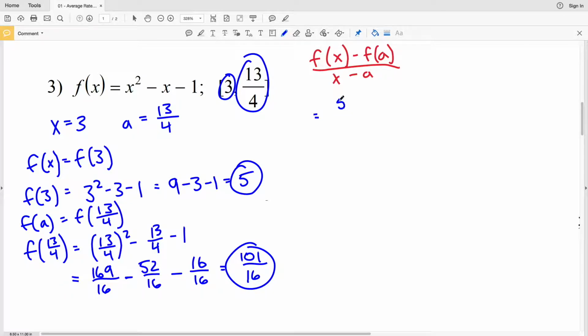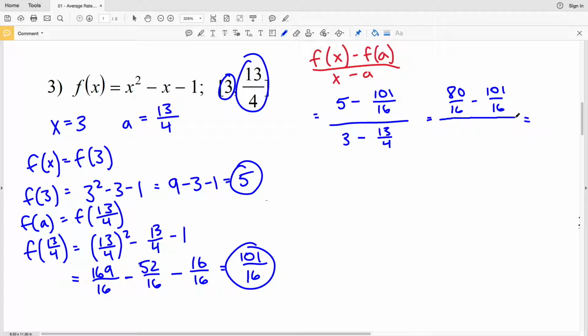I'm going to have f of x, which is 5, minus f of a, which is 101 over 16, and that's going to be divided by x, which is 3, minus 13/4. Now I'm going to find a common denominator in my numerator, so I'm just going to multiply 5 by 16 over 16. 16 times 5 is 80, so that's going to be 80 over 16 minus 101 over 16, which for my numerator, 80 minus 101 is a negative 21.